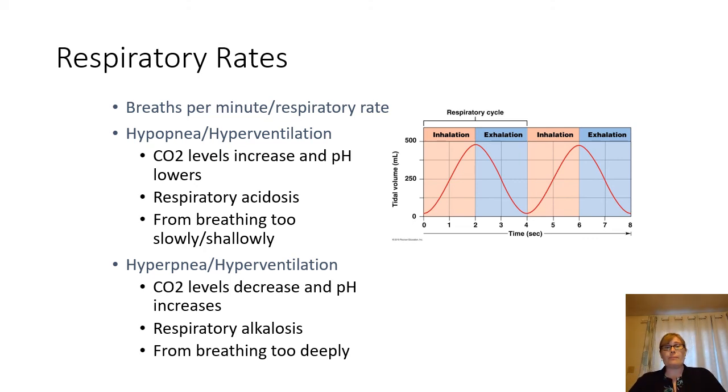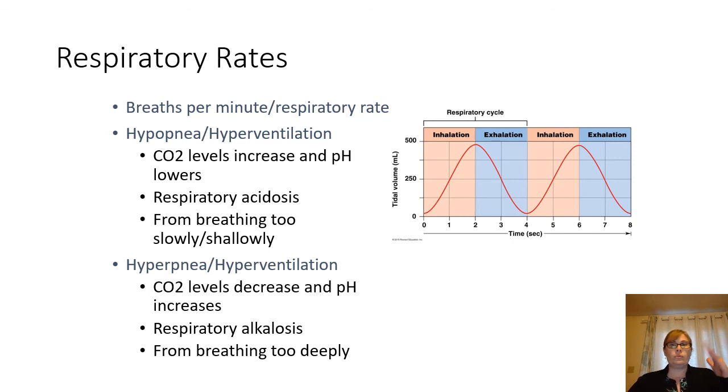Alkalosis is what you'd have with hyperpnea. So this is having too much breathing. So carbon dioxide levels get low, but sometimes they can get too low. If that happens, pH will increase and get too high, and we call that alkalosis. And that might be from breathing too deeply.